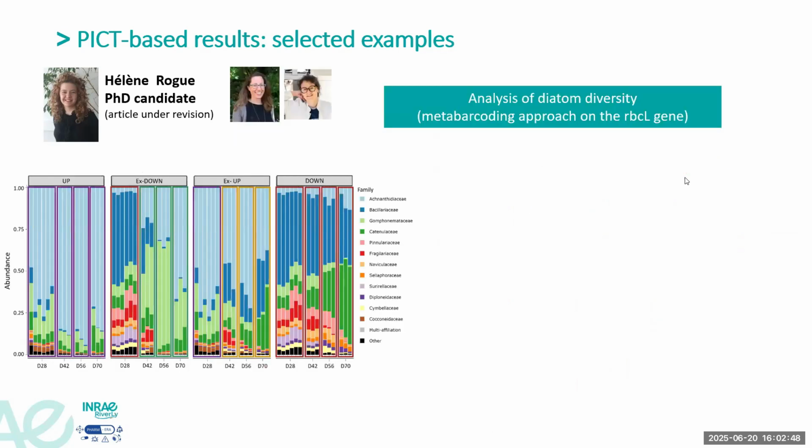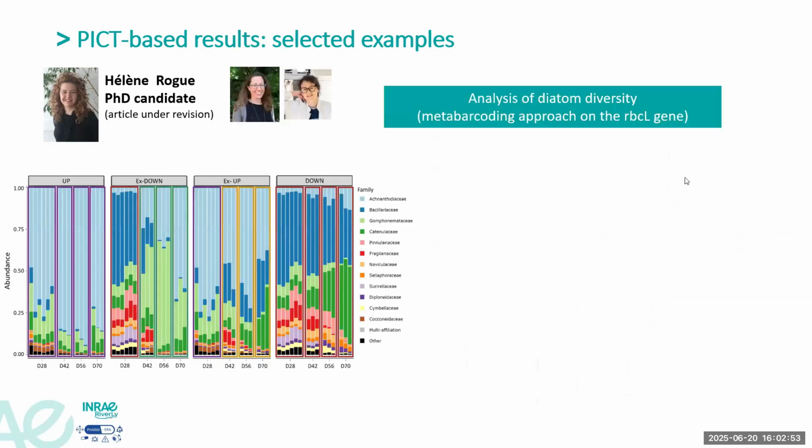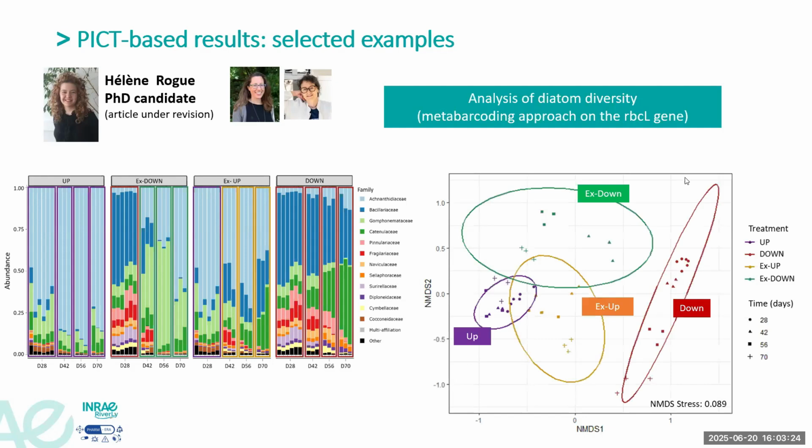And in parallel, we assessed the diatom diversity because, as mentioned, the tests were based on photosynthesis. And we know that in this kind of biofilms, most of the photosynthetic microorganisms are diatoms. So Hélène assessed diatom diversity using metabarcoding on the rbcL gene, which is a gene specific to diatoms. So you can clearly see some differences between upstream diversity and downstream diversity. You can see change in the diversity with the X downstream and X upstream communities.